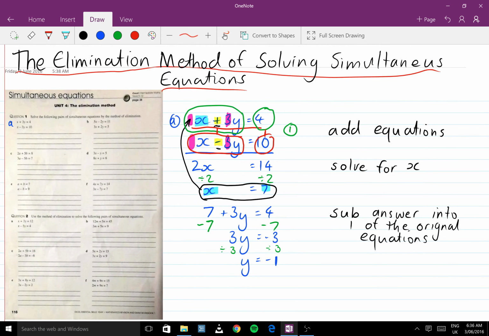I'll go through another example in a later video, but hopefully that gave you an insight into the elimination method of solving simultaneous equations.